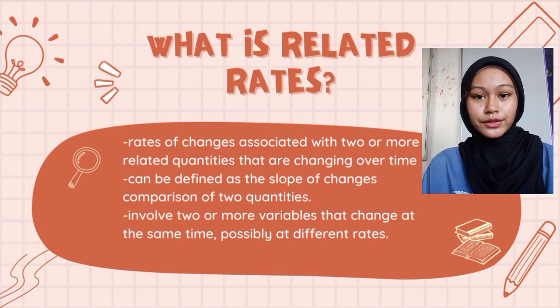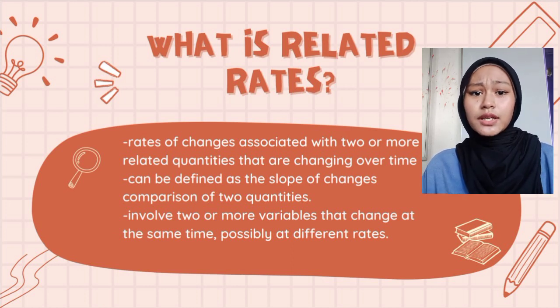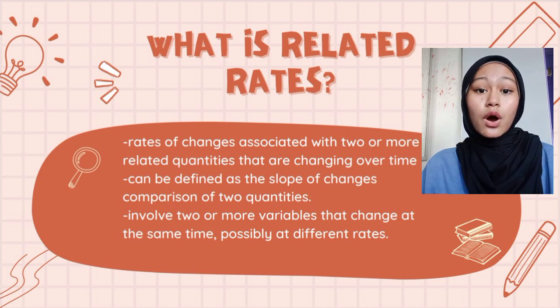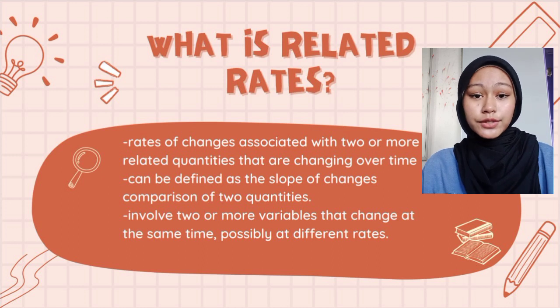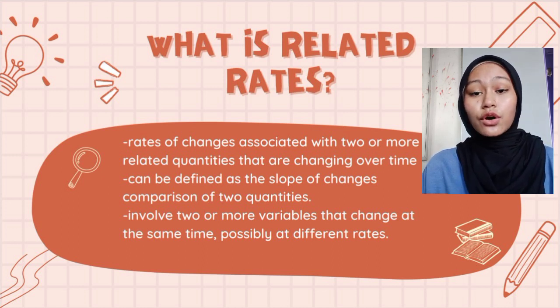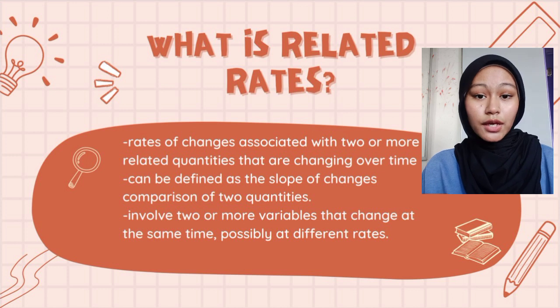Let's start with related rate. What is related rate? Related rate is the rate of change associated with two or more related quantities that change over time. Related rate can also be defined as the slope of change comparison of two quantities. Related rate involves two or more variables that change at the same time, possibly at different rates.